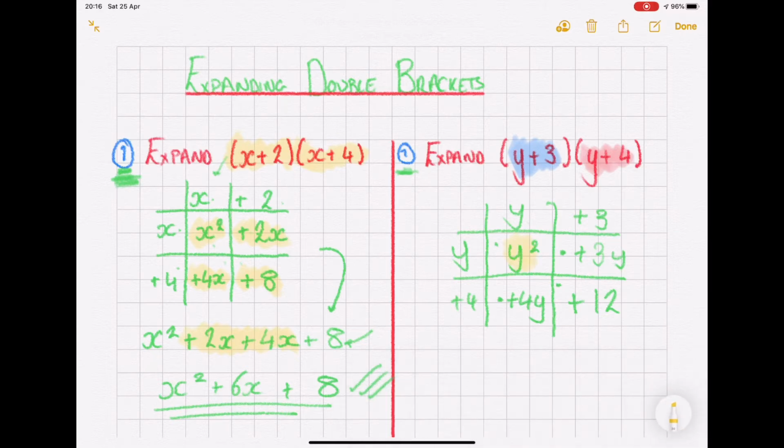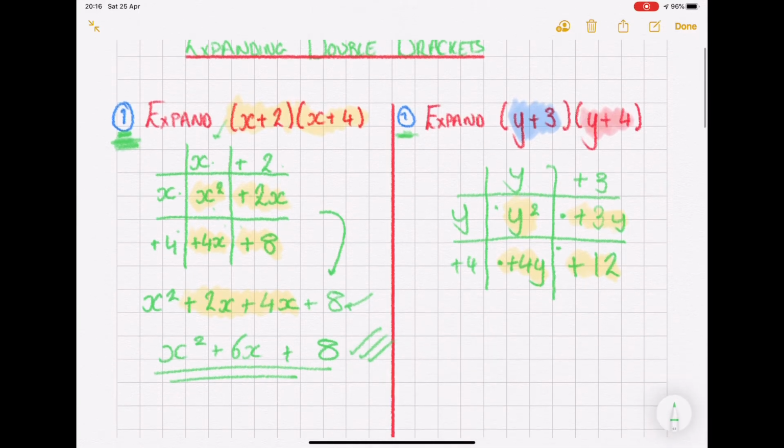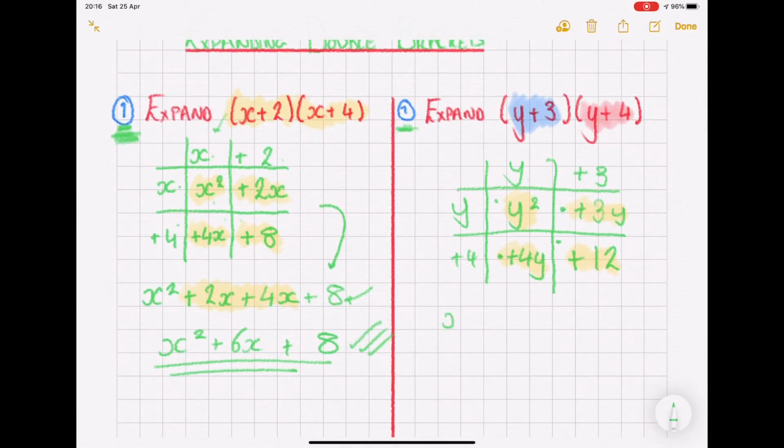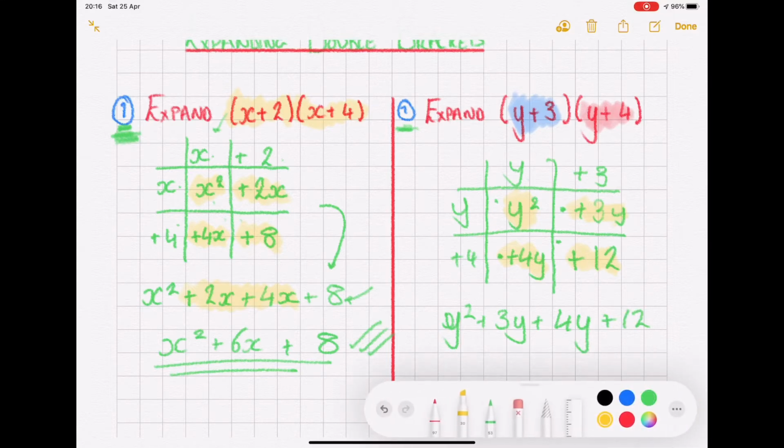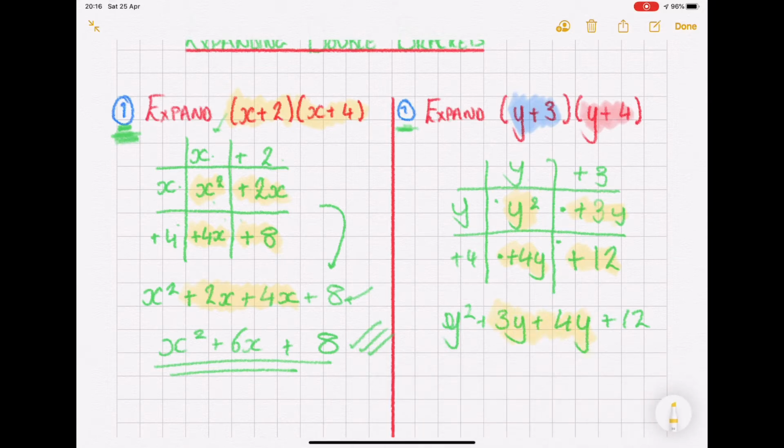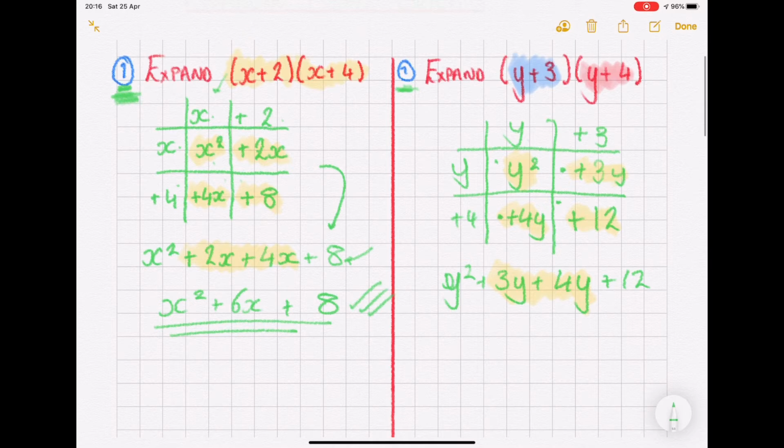And now we take our 4 values from the grid and we rewrite them on a new line. So we have y squared plus 3y plus 4y plus 12. And we see if we can simplify any of that, and yes we can. We can simplify those two. So our next line is going to be y squared plus 7y, because 3y plus 4y is 7y, plus 12.